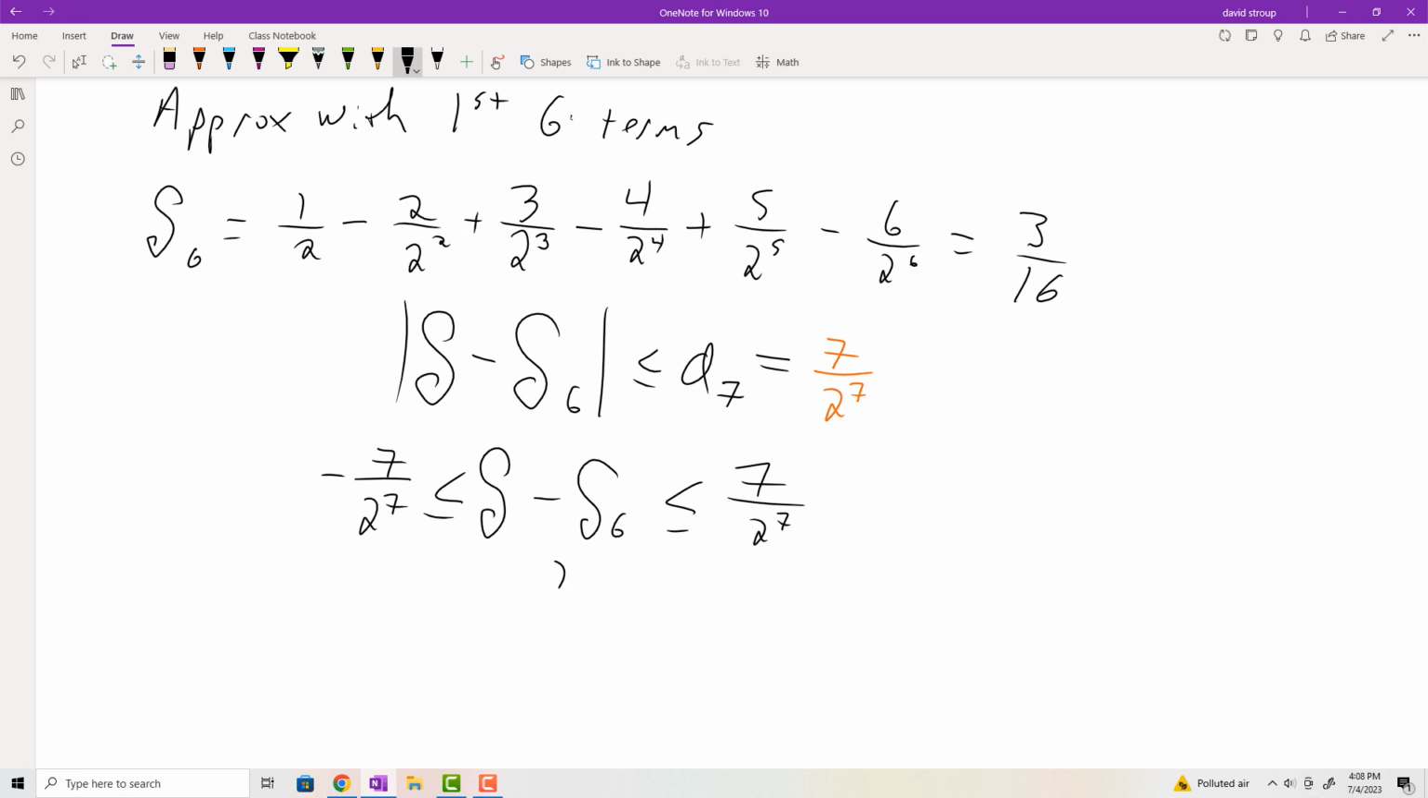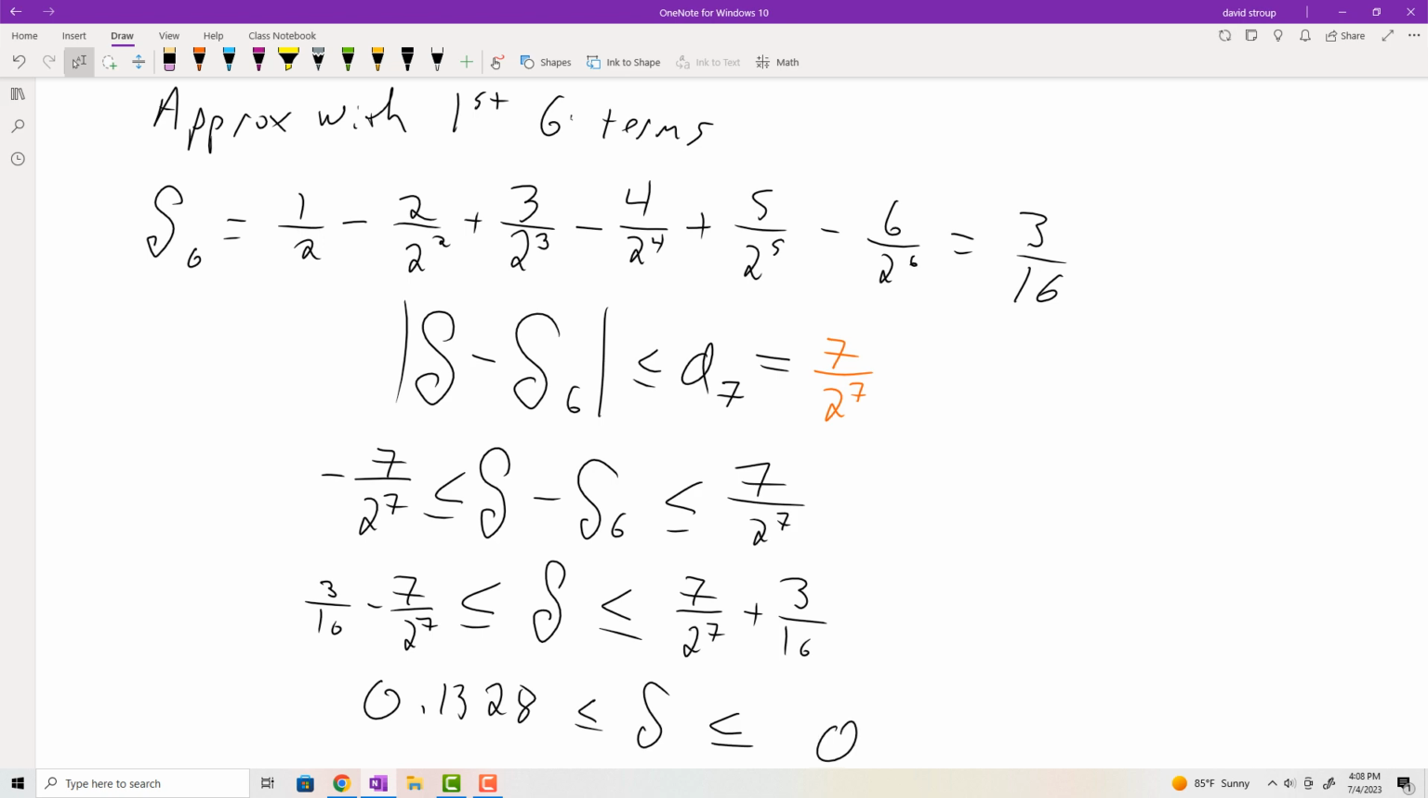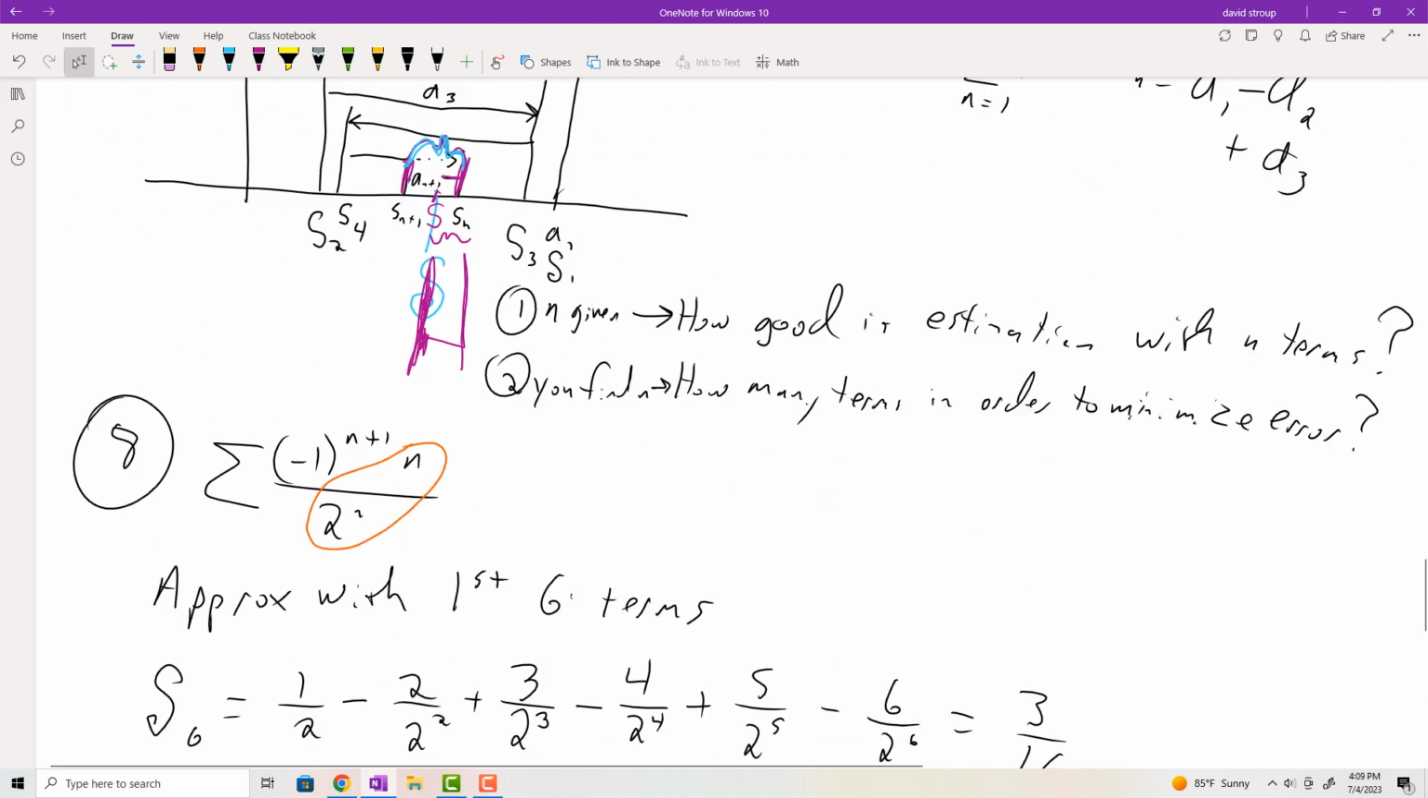And then you could solve for S by adding S sub 6 to all 3 sides. And then you could get a computer approximation, probably for WebAssign. Okay. So I found that the sum is somewhere in between 0.1328 and 0.2422. Okay, so that's the first type of problem.